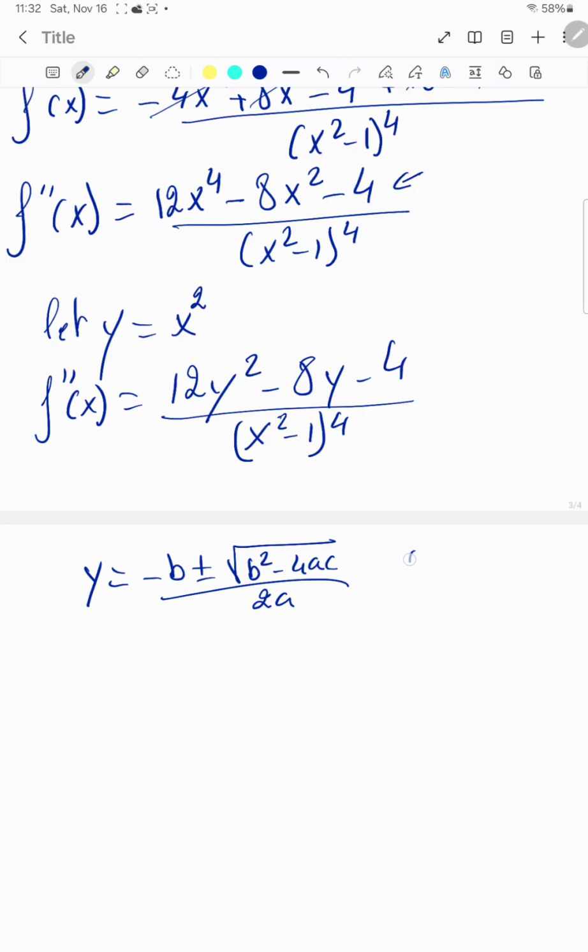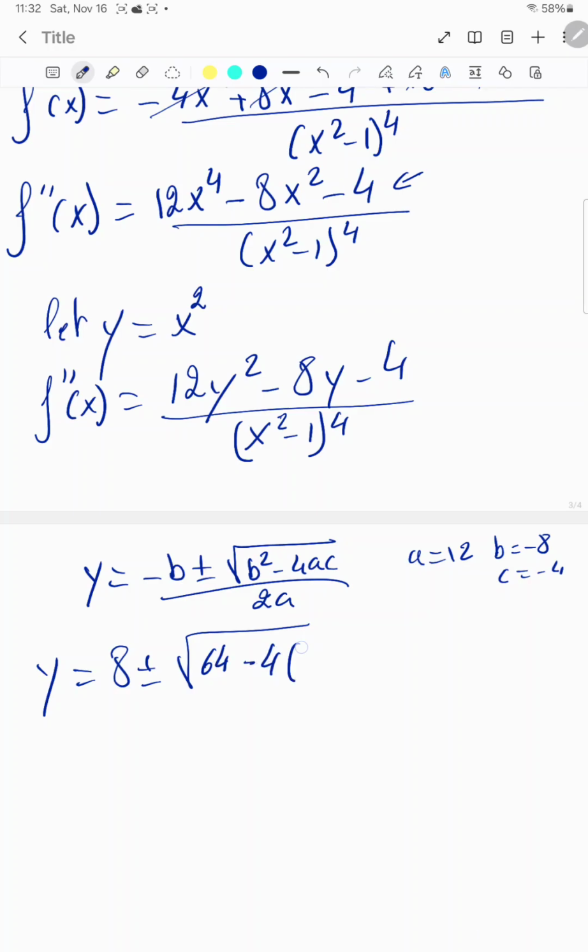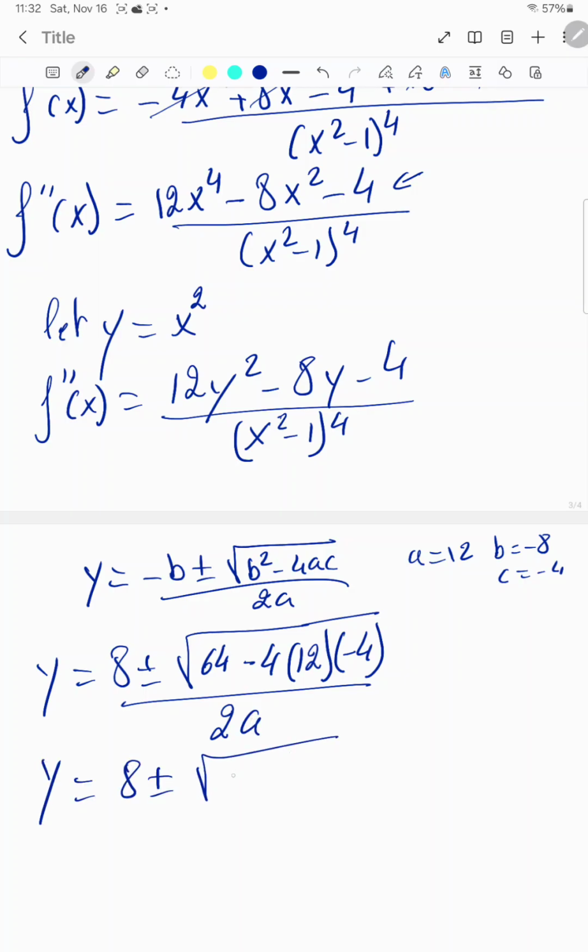And my a is equal to 12, my b is equal to minus 8, and my c is equal to minus 4. So y is equal to minus b, it's 8, plus or minus the square root of minus 8 squared, which is 64, minus 4 times 12, my a, and my c is equal to minus 4, as we said, divided by 2a. So my y is equal to 8 plus or minus the square root of 64. Minus times minus is plus. 4 times 4 is 16.